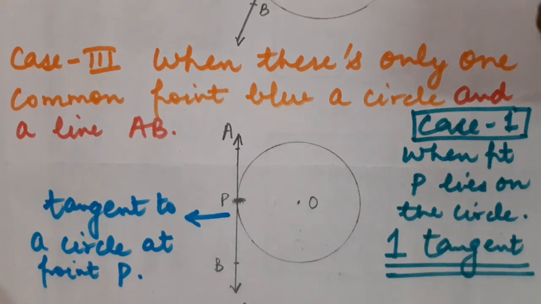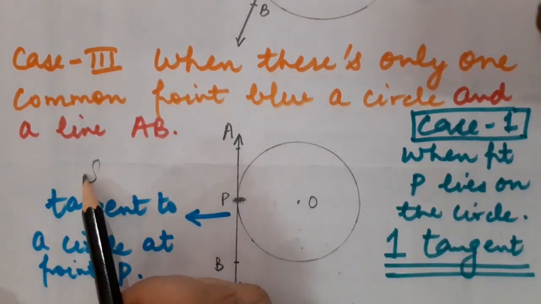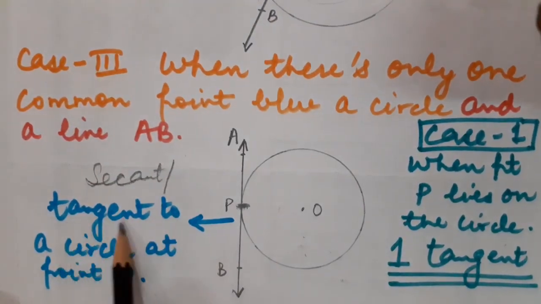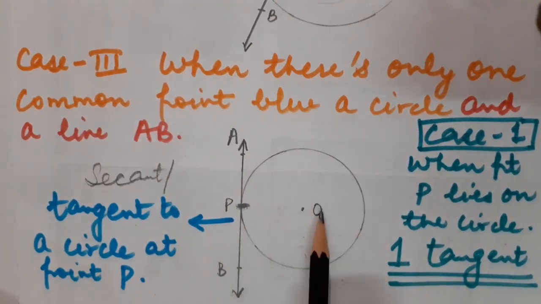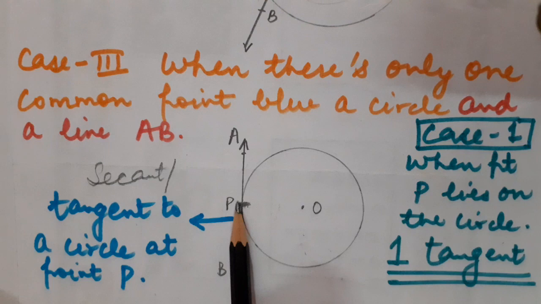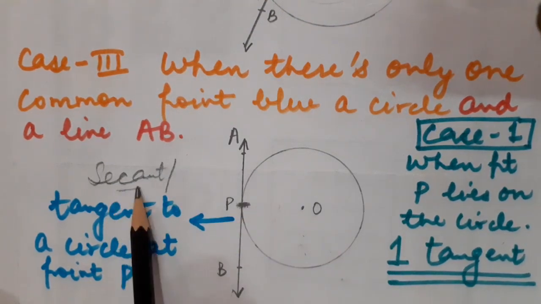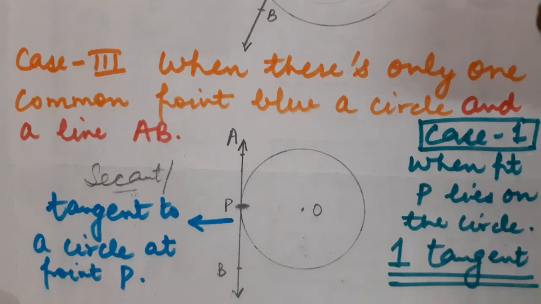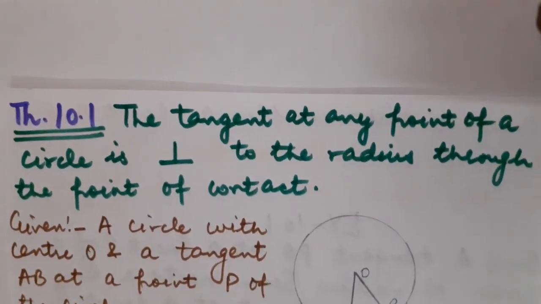So here one more question can be asked. What is the difference between tangent and secant? What is the difference between them? You will say that a tangent is a line which intersects the circle at exactly 1 point. And that point is basically known as the point of contact. But if I talk about the secant, then a secant is a line which intersects the circle at 2 points. Correct, children? Now children, I am going to begin with theorem 10.1.